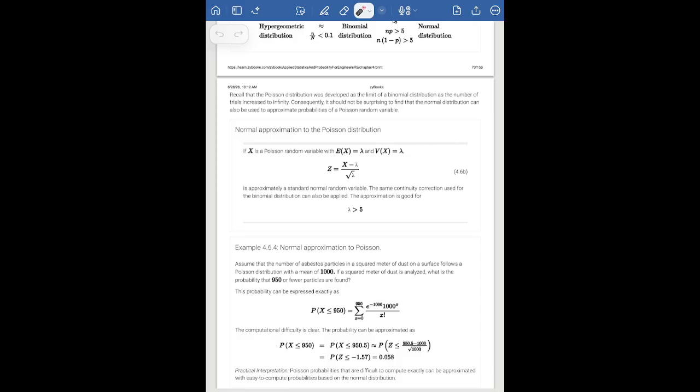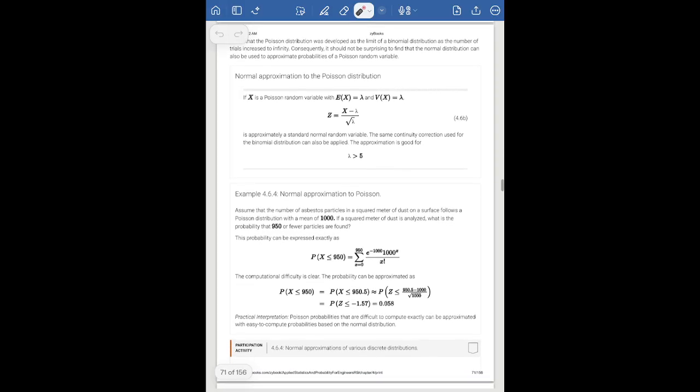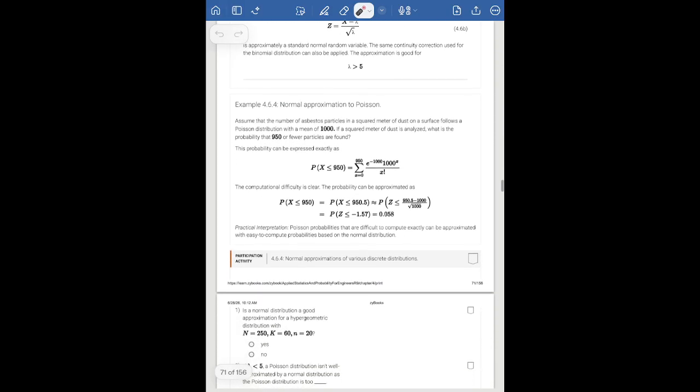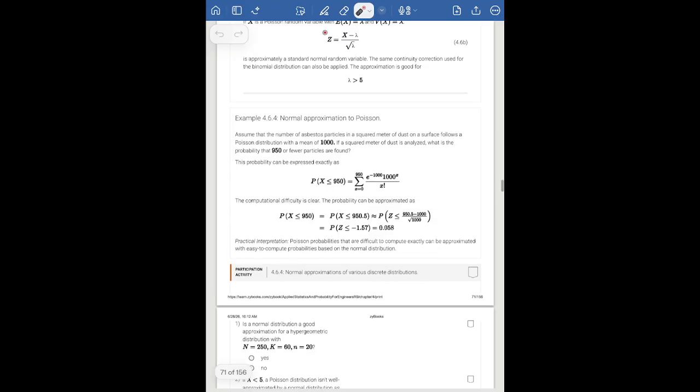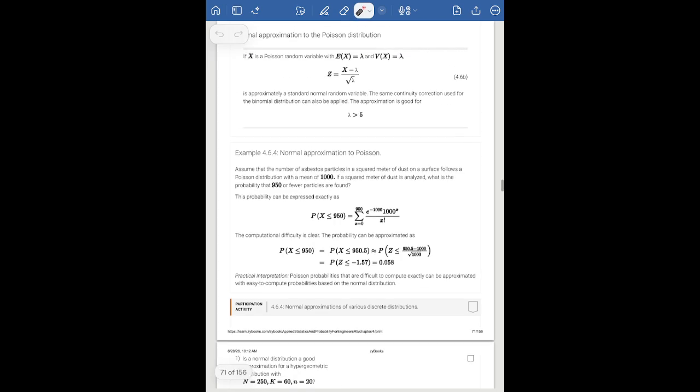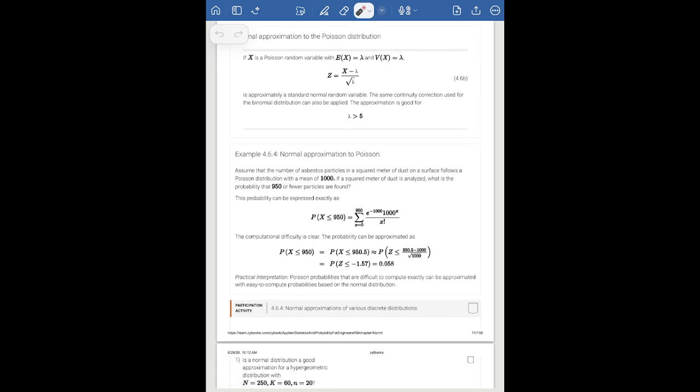The same correction used for the binomial distribution can be applied, so we need that lambda to be greater than 5. And the normal approximation to Poisson is an example. Again, you'd use that relationship above to establish what you would need. And typically, you'd have this probability, because you can get the exact calculation by using this equation.